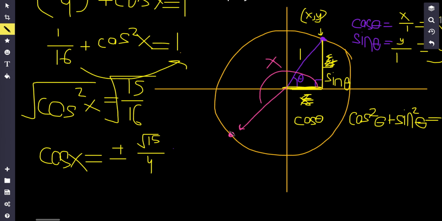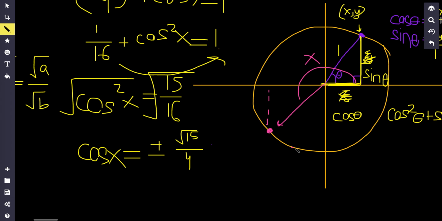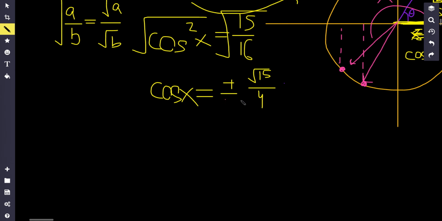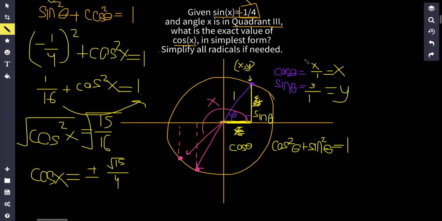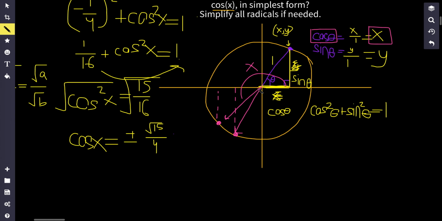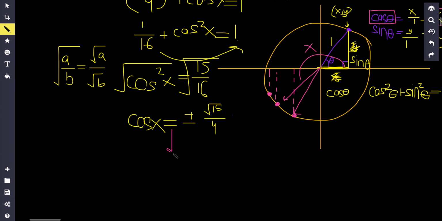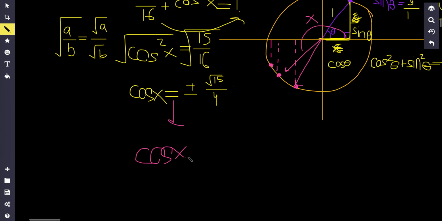Now notice how in quadrant 3, every x value is negative. Every x value is negative, no matter which point you pick in quadrant 3. So in this case, we're actually going to stick with the negative answer. Remember, in the beginning of the video, we said how cosine of theta is equal to the x value. So if in quadrant 3 all of our x values are negative, well, cosine of x has to be negative in this case. So in this case, cosine of x is going to be equal to negative square root of 15 over 4.